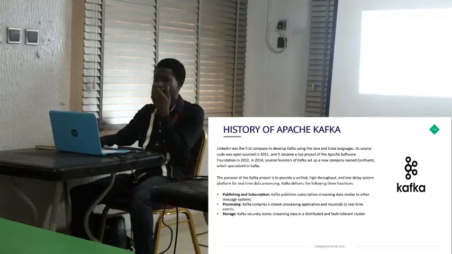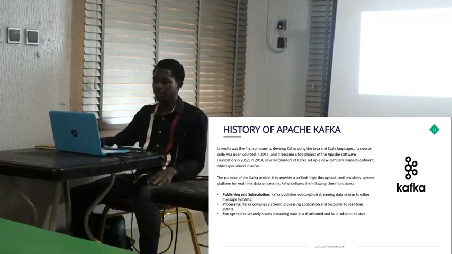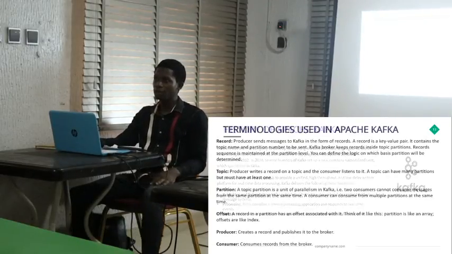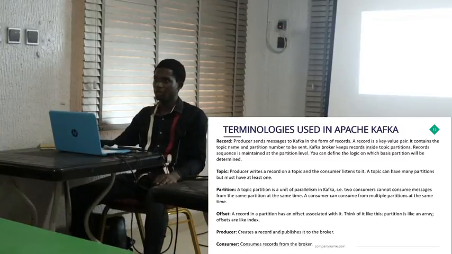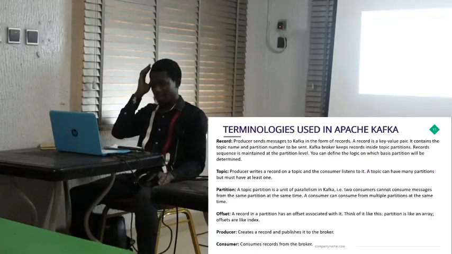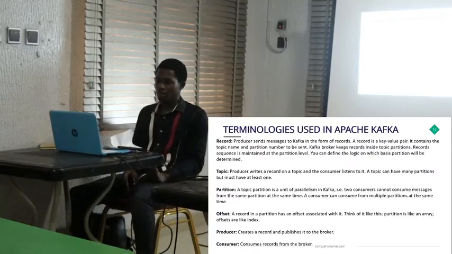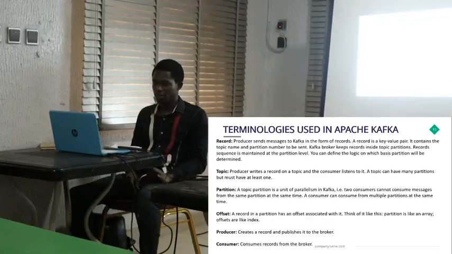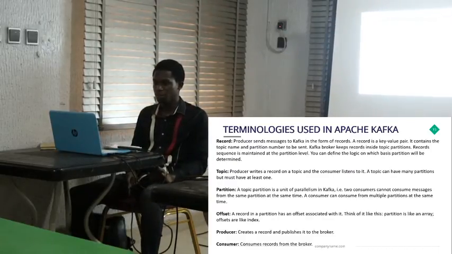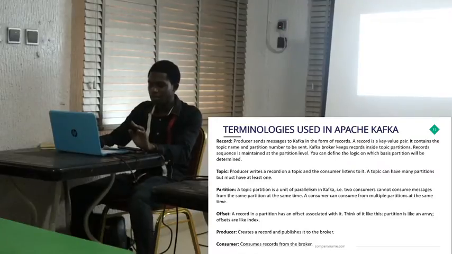Now, I'll talk about the terminologies used in Apache Kafka. When you're working with Apache Kafka, you hear terms like records, topics, producers, consumers, brokers, and Zookeeper. Basically, when you're talking about topics, let me start off with the producers.